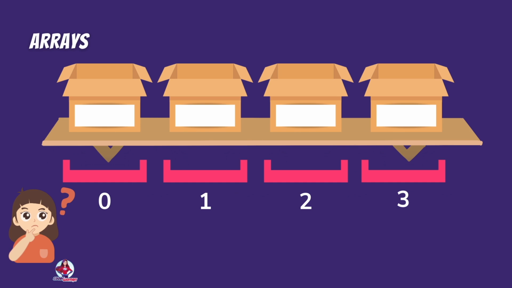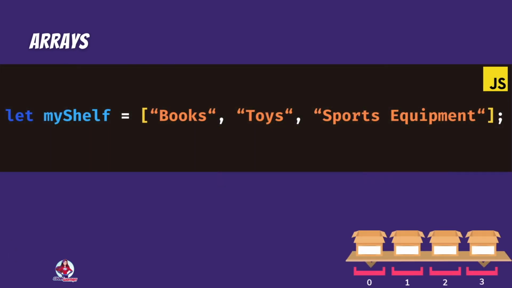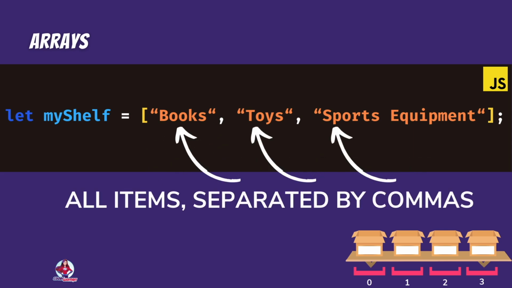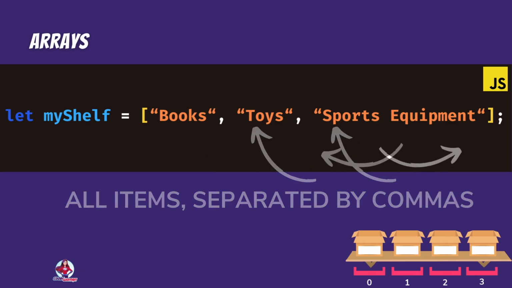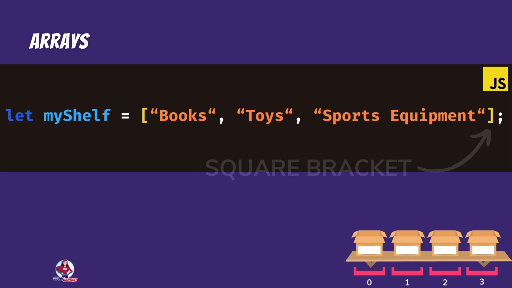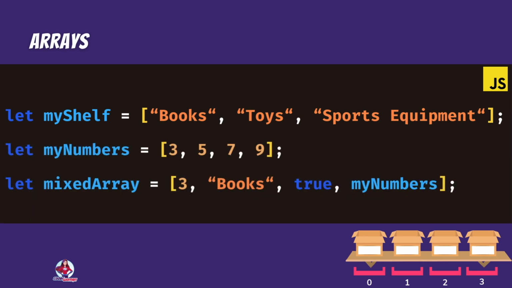Here's a simple way to write it down if you're creating an array. You start with an open square bracket, then you list all the items you want in the array, separated by commas, and finish with a closing square bracket. This example shows an array filled with strings. However, arrays are not limited to strings. They can also hold numbers, booleans, or even other arrays. What's more, you can mix and match different data types within the same array. Arrays are very useful in JavaScript programming.